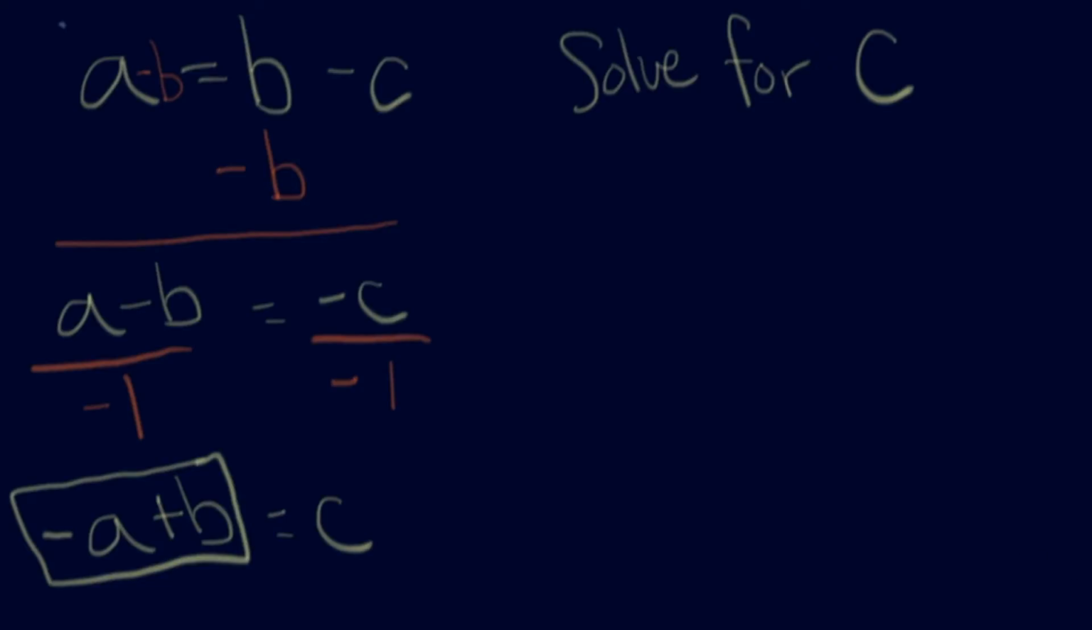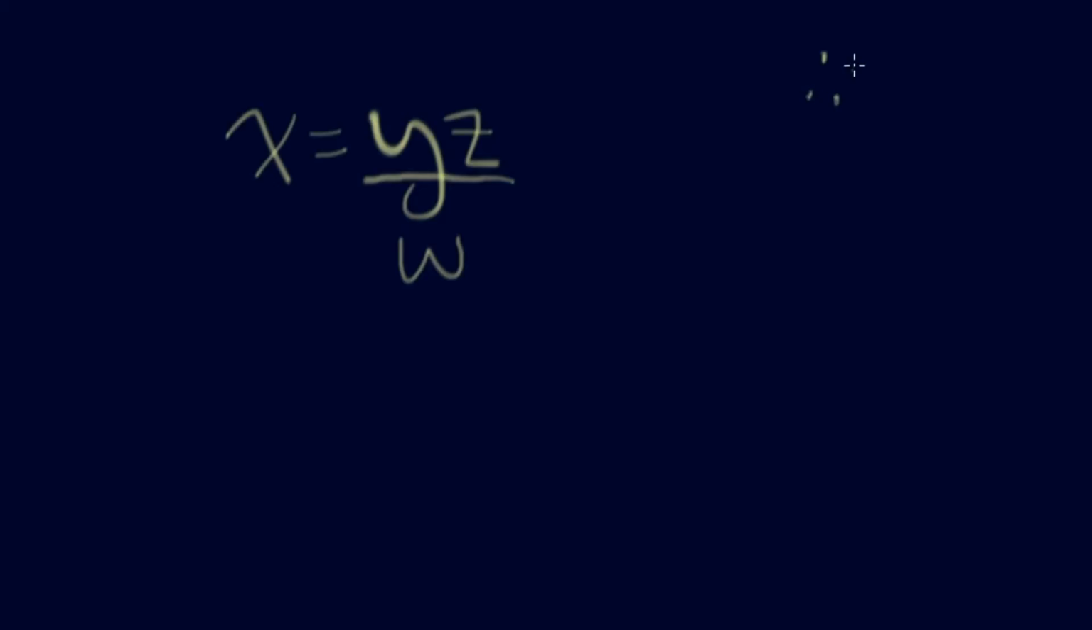Let's take a look at some more. What if we had some things involving multiplying and dividing? So let's say we had x is equal to yz over w. Yes, it's z, not the other letter. And I want to solve for w. How do I do that? Well, gosh, it's down there in the bottom. Well, what am I going to do? Like, how do I get it to be a numerator?